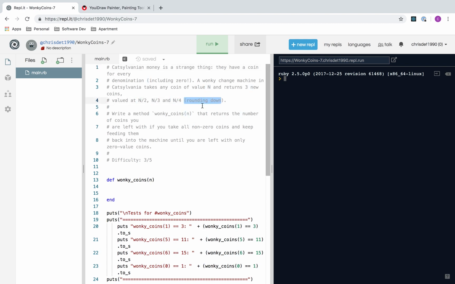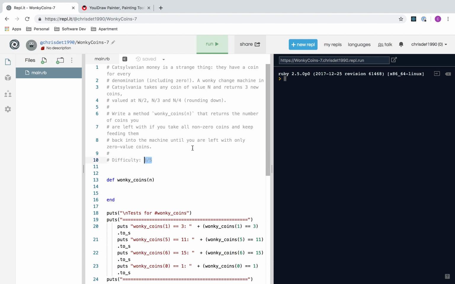This is going to be important to take note of, especially what language we're going to be using. And for me, like I said, it's going to be Ruby. Write a method called Wonky Coins that returns the number of coins you are left with if you take all the non-zero coins and keep feeding them back into the machine until you're left with only 0 valued coins. Difficulty is 3 out of 5.